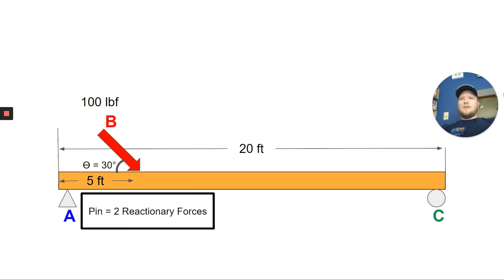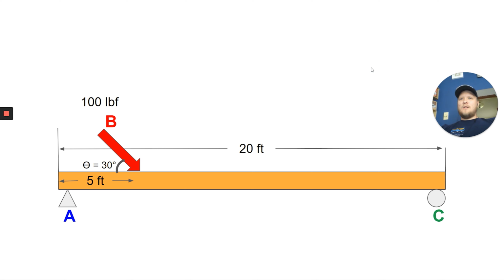So at A, there's a pin. It's two reactionary forces. Those two reactionary forces are RAY and RAX. You'll notice this time I put my RAX pointing to the left. That's because I'm planning ahead, looking at the direction this vector at B is pointing.